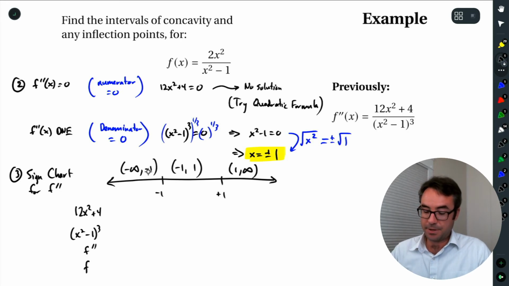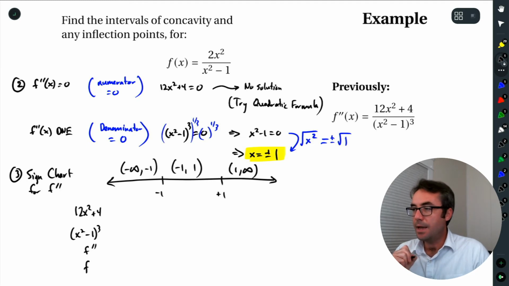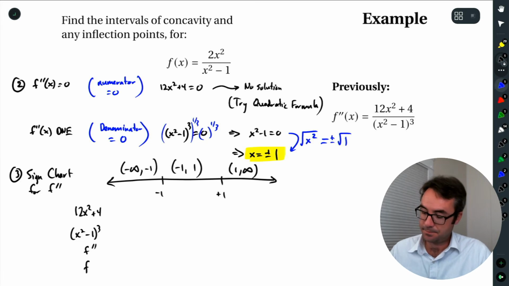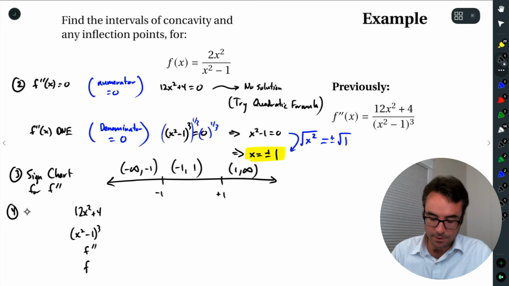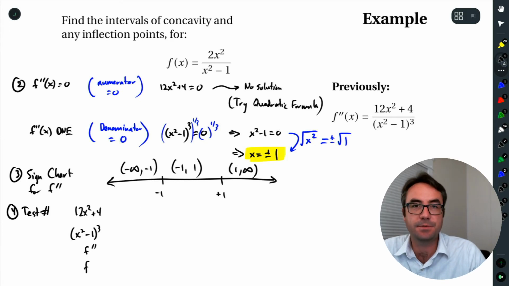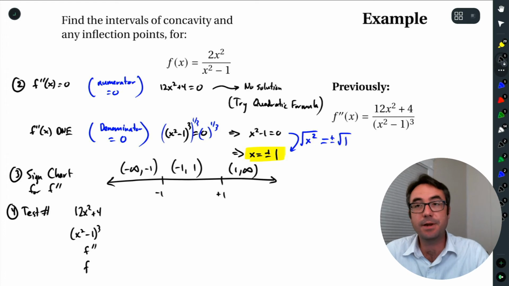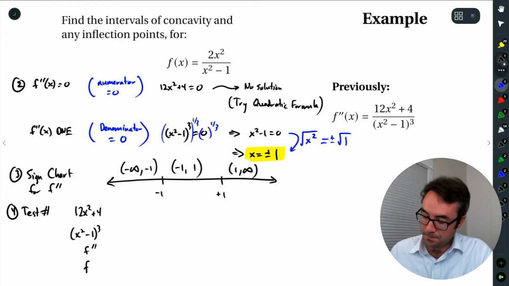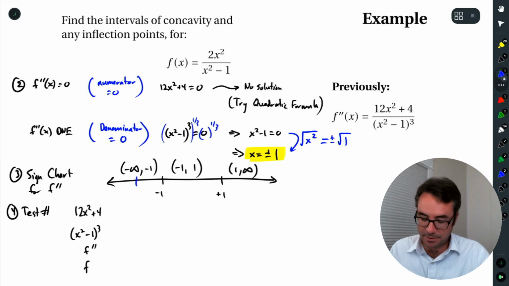All right, so we have 3 intervals to check. And the way we're going to actually check them is with a test number. So that's step 4. Use a test number to fill in the intervals here, whether they're positive or negative. So let's go through. For this interval from -infinity to -1, pick a test number in there. So -2 works. Plug -2 into this 12x squared plus 4 piece of our second derivative.